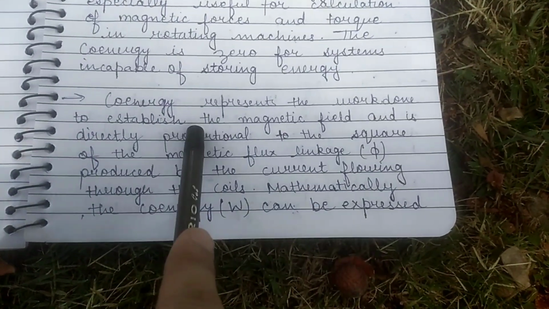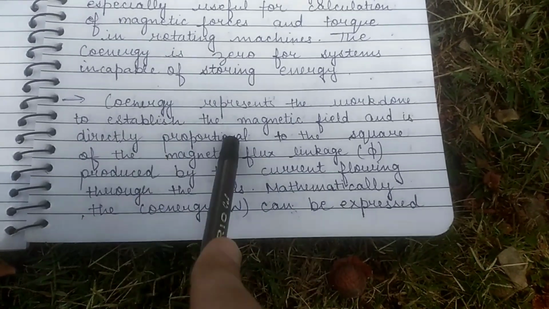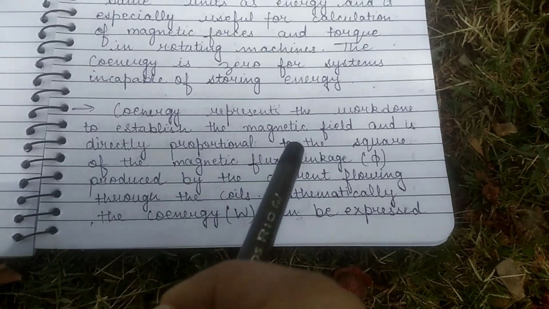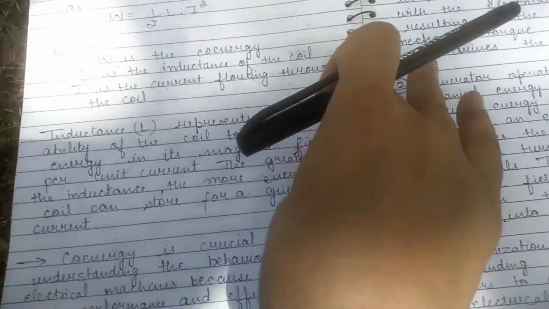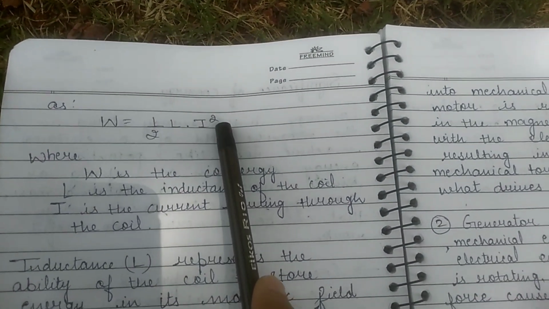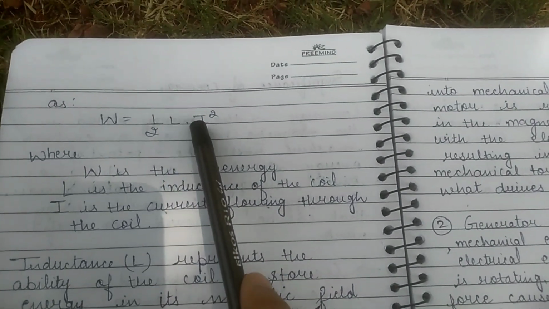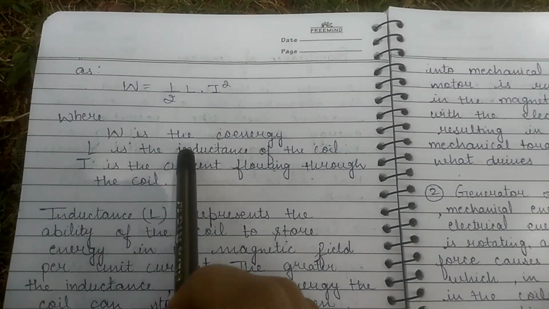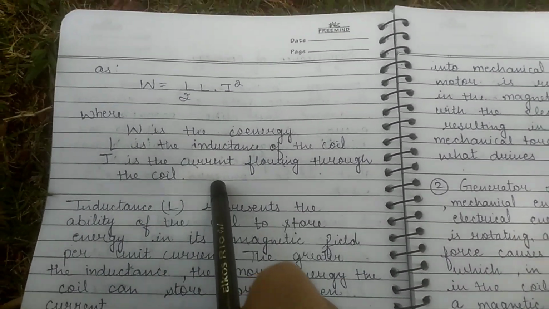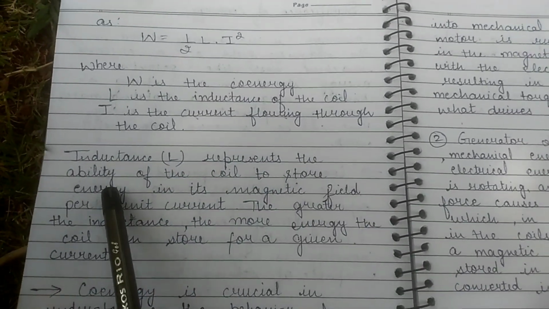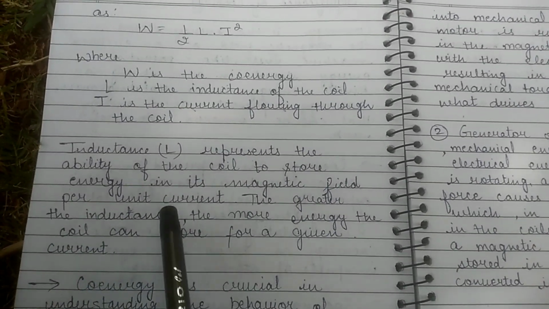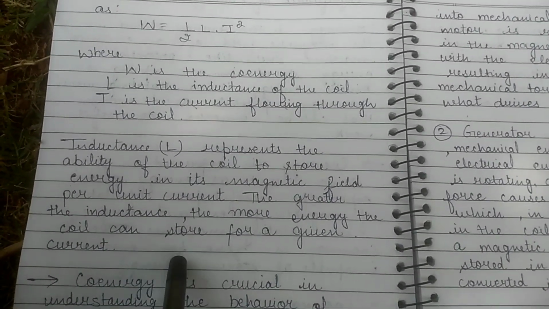Coenergy represents the work done to establish the magnetic field and is directly proportional to the square of the magnetic flux linkage phi produced by the current flowing through the coils. Mathematically, we can express it as W equals half L I squared, half the product of inductance and the square of the current flowing through the coil. Here W is the coenergy, L is the inductance of the coil, and I is the current flowing through the coil. Inductance represents the ability of the coil to store energy in its magnetic field per unit current. The greater the inductance, the more energy the coil can store for a given current.